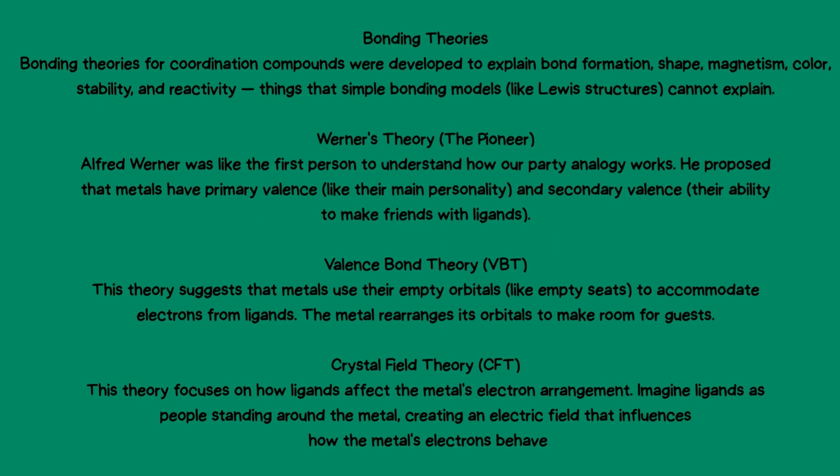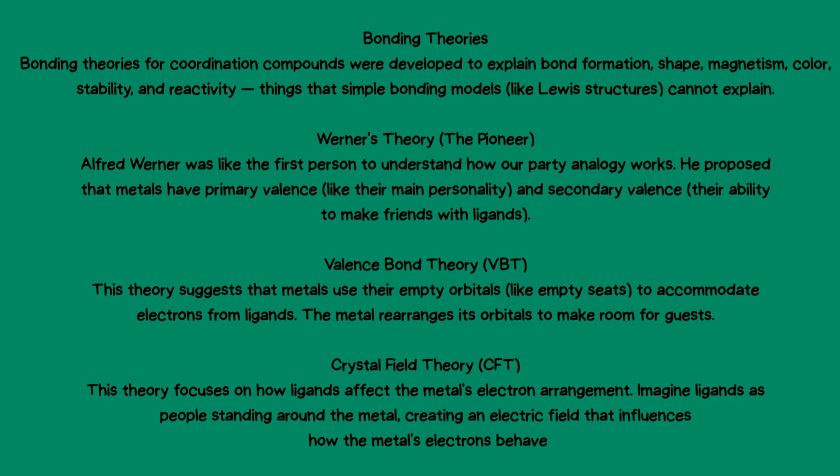Bonding theories. Bonding theories for coordination compounds were developed to explain bond formation, shape, magnetism, color, stability, and reactivity. Things that simple bonding models, like Lewis structures, cannot explain. Werner's theory, the pioneer. Alfred Werner was like the first person to understand how our party analogy works. He proposed that metals have primary valence, like their main personality, and secondary valence, their ability to make friends with ligands.